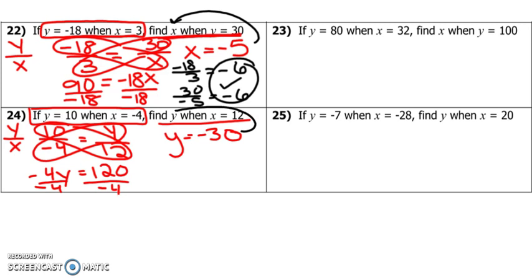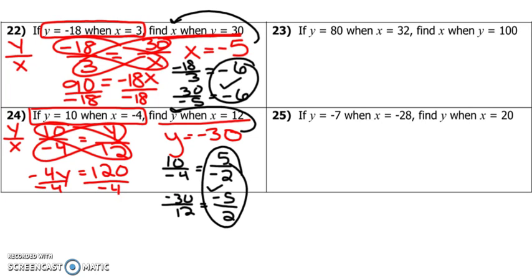And again, go back in and check yourself. If I have 10 over negative 4, well, that becomes 5 over negative 2. If I have negative 30 over 12, that becomes negative 5 over 2. They are the same number, so we know our answer was correct.